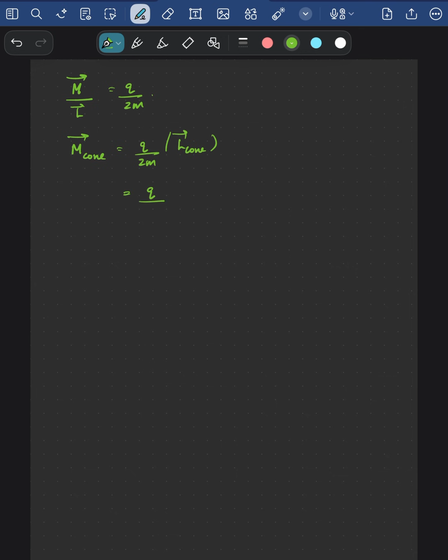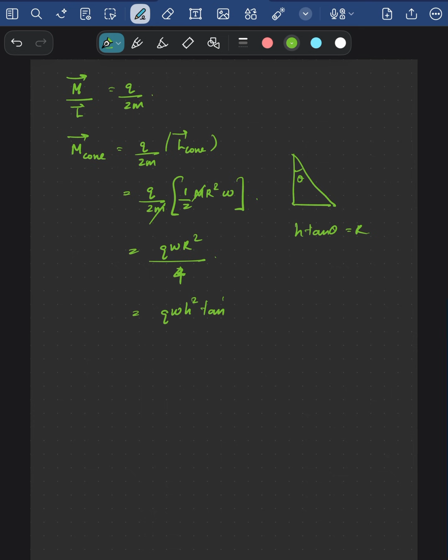And angular momentum of the cone is nothing but I omega. Your I of a hollow cone is half mr squared, so it becomes half mr squared into omega. Right, m and m get cancelled, so your answer is basically Q omega r squared by 4. I just have to write this r in terms of h right now. So this was r, this was h, this was your angle theta. So tan theta is equal to r by h. So h tan theta is equal to r. Substituting that over here, we'll get Q omega h square tan square theta by 4.